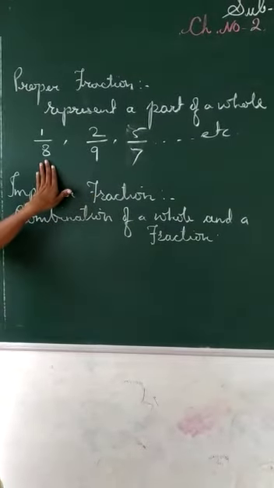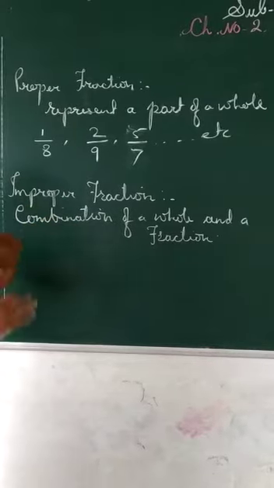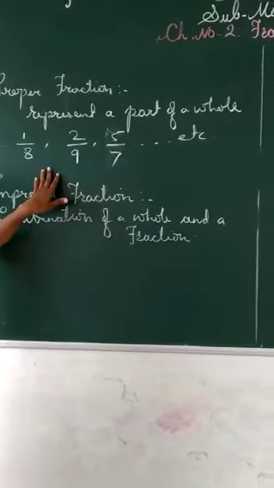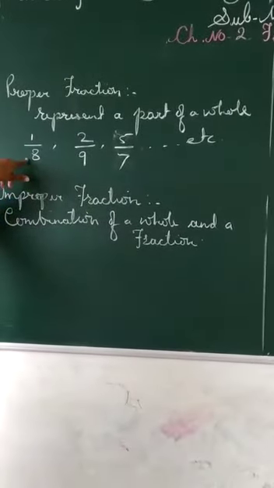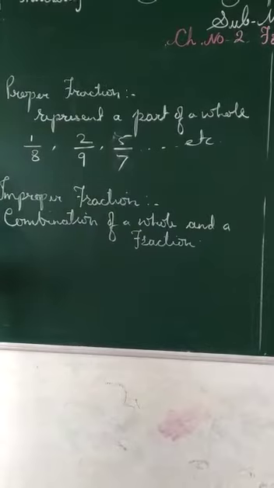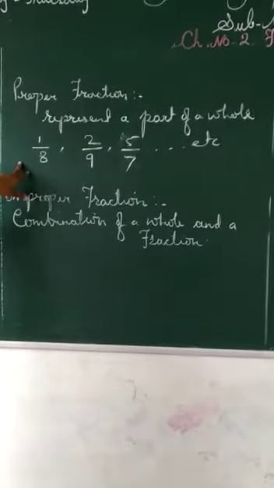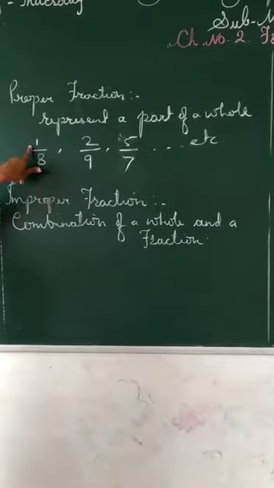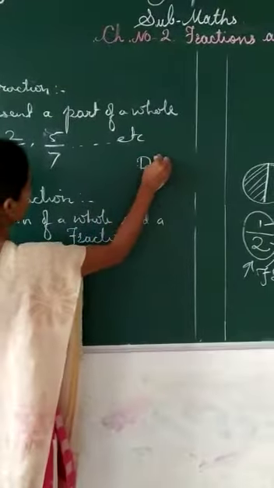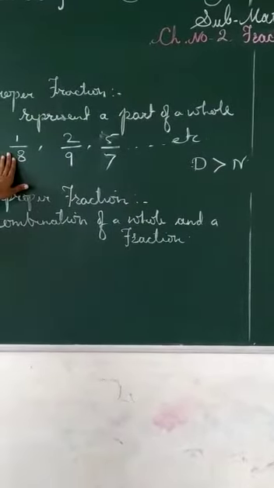So the selected part out of one whole is called a proper fraction. And in a proper fraction, the denominator is always greater than the numerator. If you want to identify whether the given fraction is proper or improper, you will look at the numerator and denominator part. In a proper fraction, the numerator is always smaller than the denominator. The denominator is always greater than the numerator.